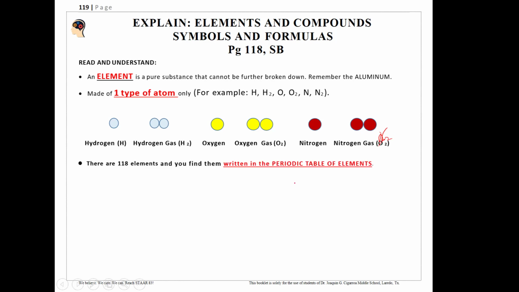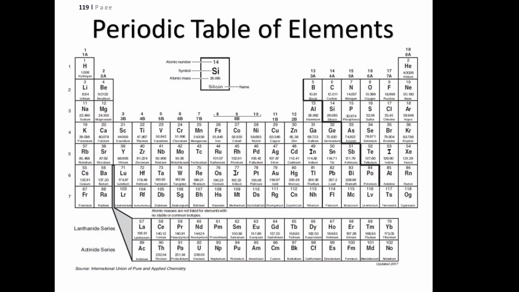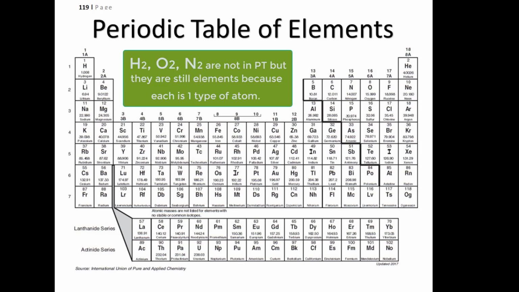There are 118 elements, and you find them written in the periodic table of elements. Now take note, it is called the periodic table of elements. It's not called the periodic table of compounds. Why? Because only elements are found here. But notice that H2, O2, N2, they're not there, but they're still considered elements. Why? Because they are made up of one type of atom.